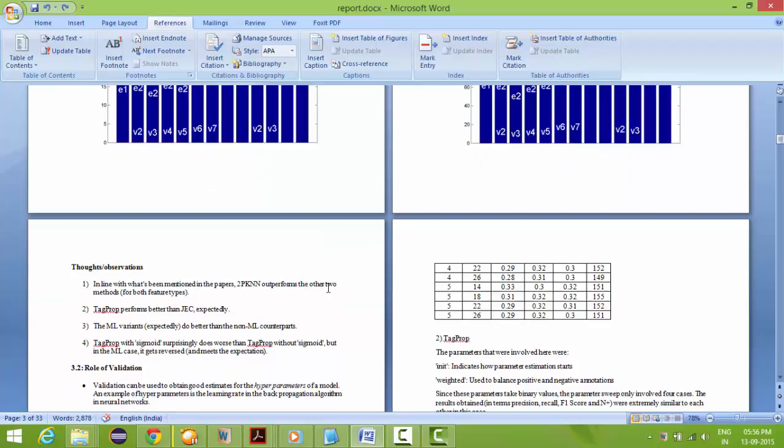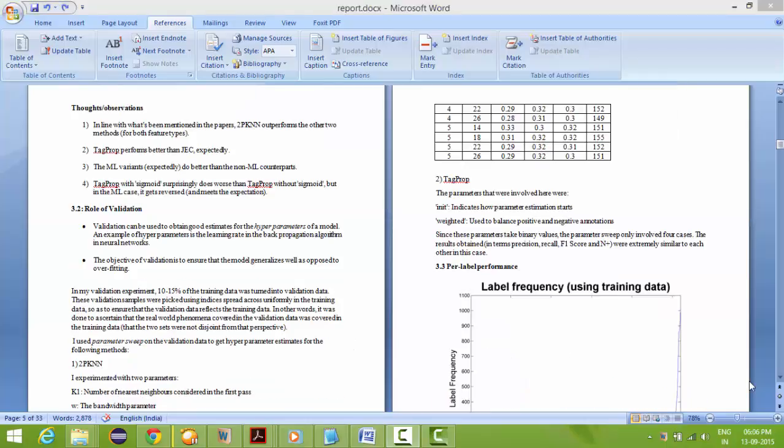Another observation is that TagProp performs better than JEC, as expected again. And the ML variants, again expectedly, do better than their non-ML counterparts. Surprisingly, TagProp with sigmoid does worse than TagProp without sigmoid, but in the ML case, it gets reversed and the expectation is met. Moving on to validation.